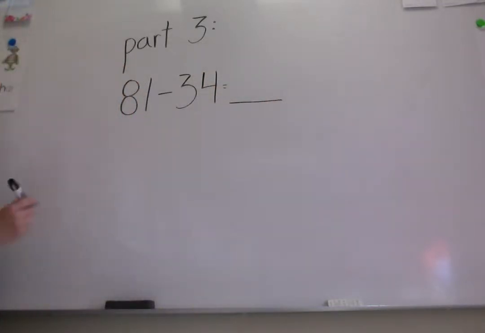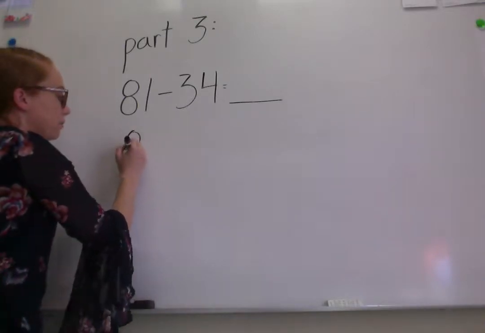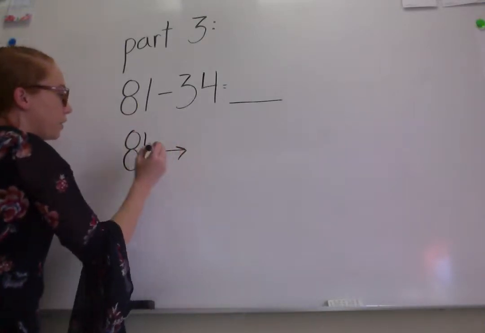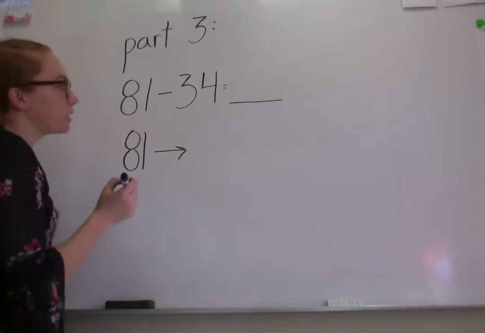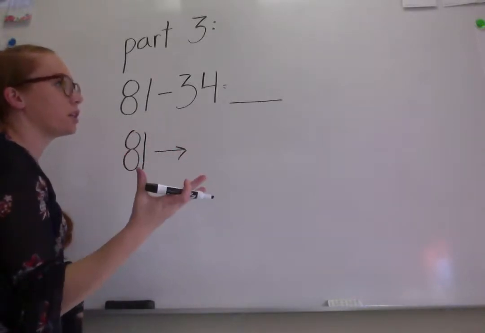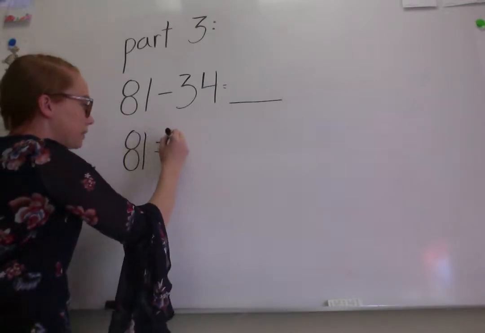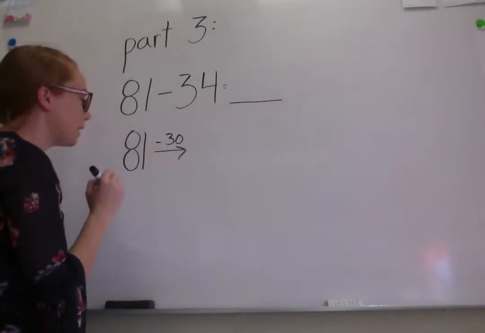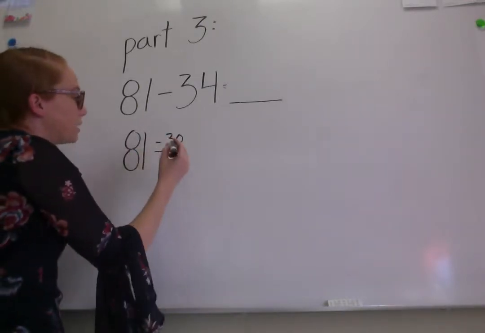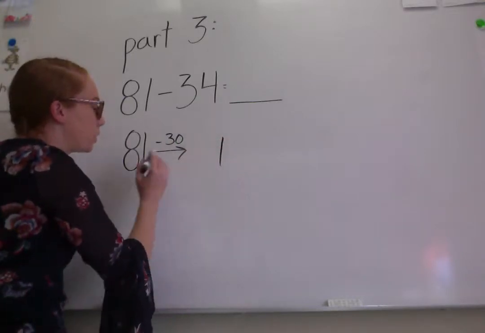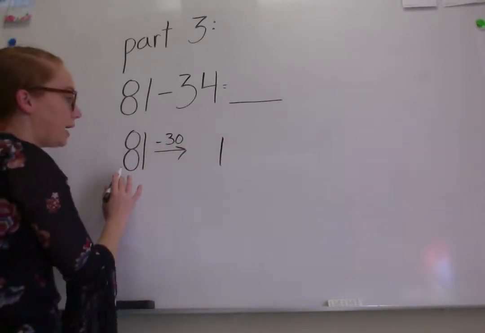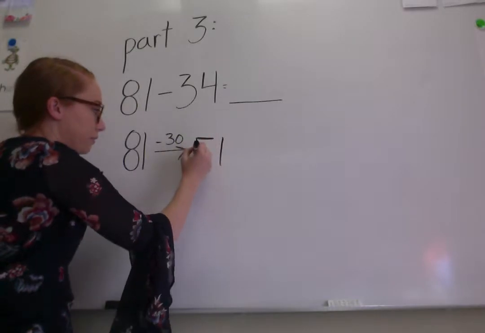So now I'm going to do arrow way for this one. I would set up my 81, draw my arrow. And it says minus 34. Which whole number is closest to 34? Is it 30 or 40? Well, 30 is closer, so I'm going to subtract 30. Now, 1 minus 0 is still 1. 8 minus 3 is 5.